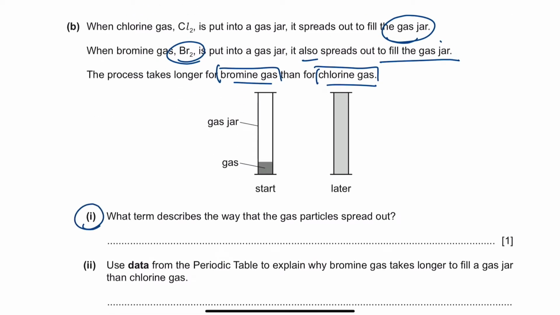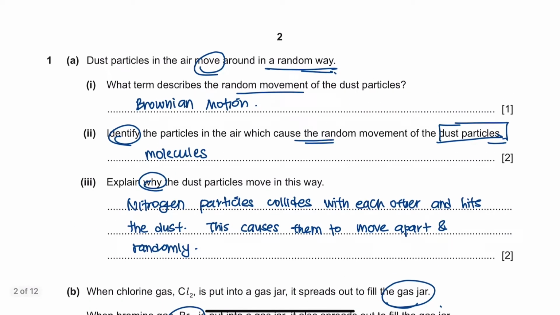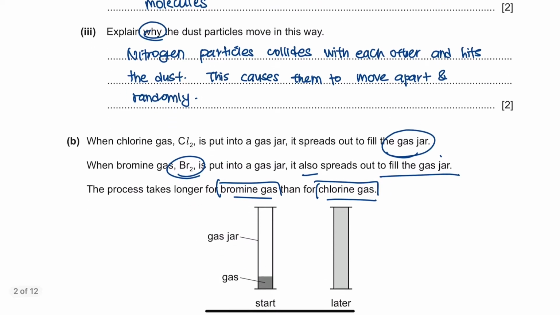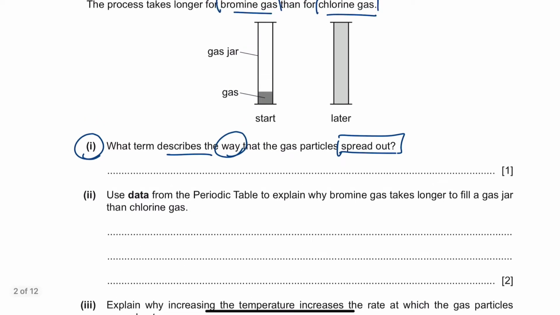Now the question is asking you to describe the way that this gas particle spreads out. Previously, this question was asking you to describe the random movement of the gas particles. However, this question is a little bit different because they're asking you the way it spreads out. So when the dust particles or any sort of molecule moves in the gas from one place to another, we call that process as diffusion.